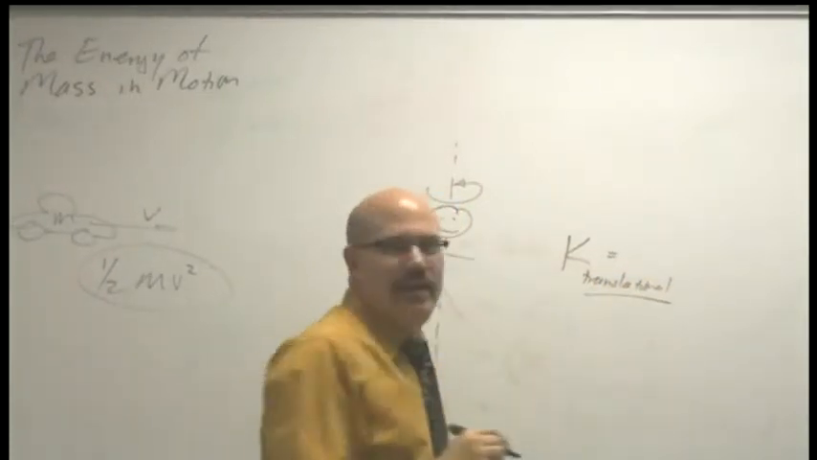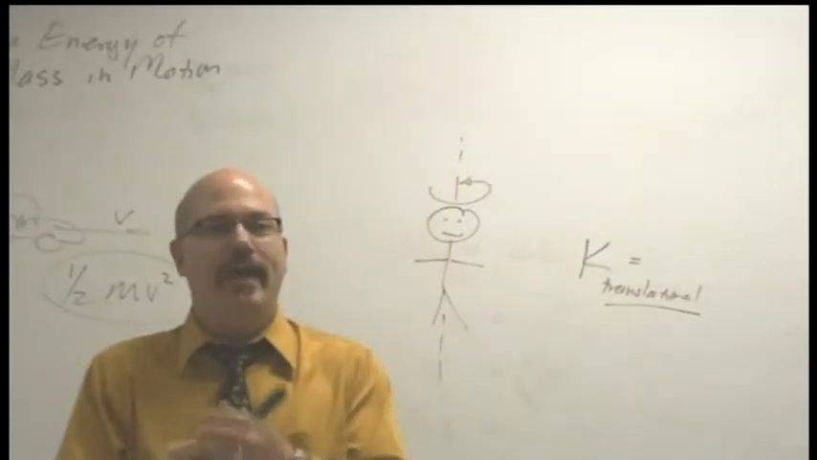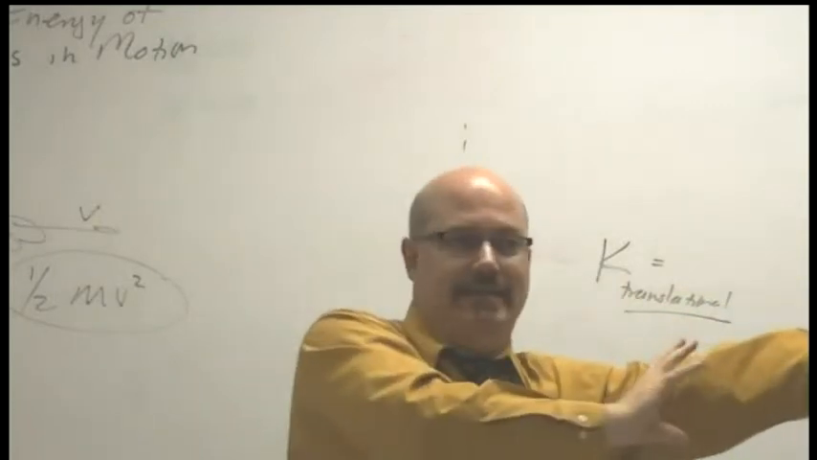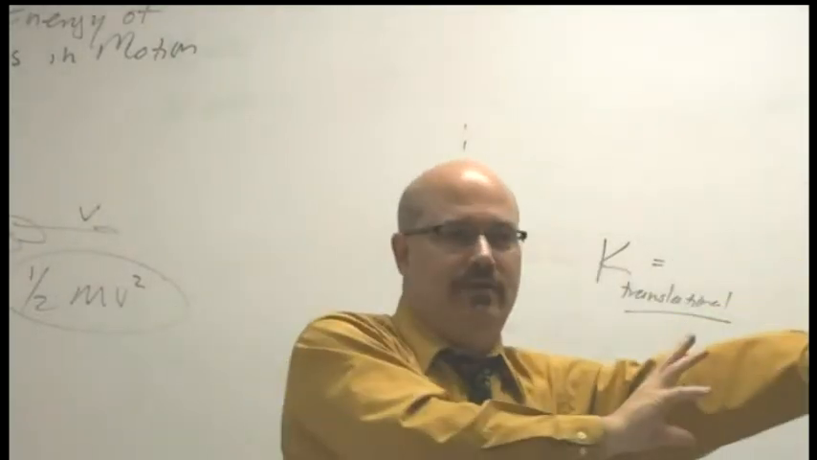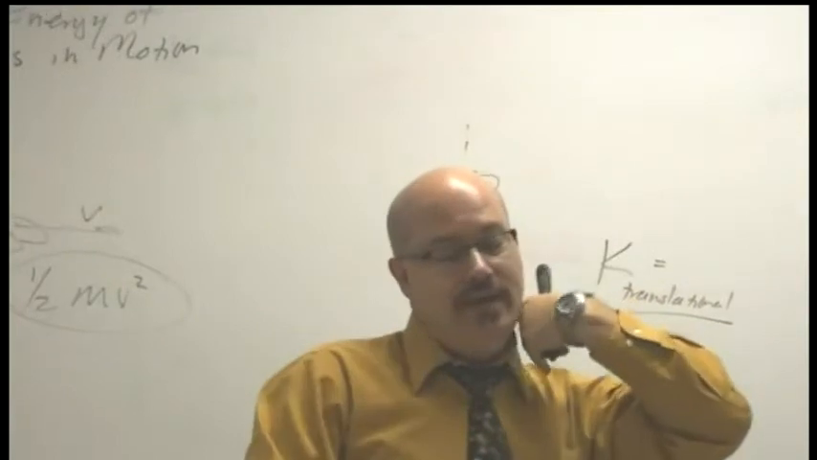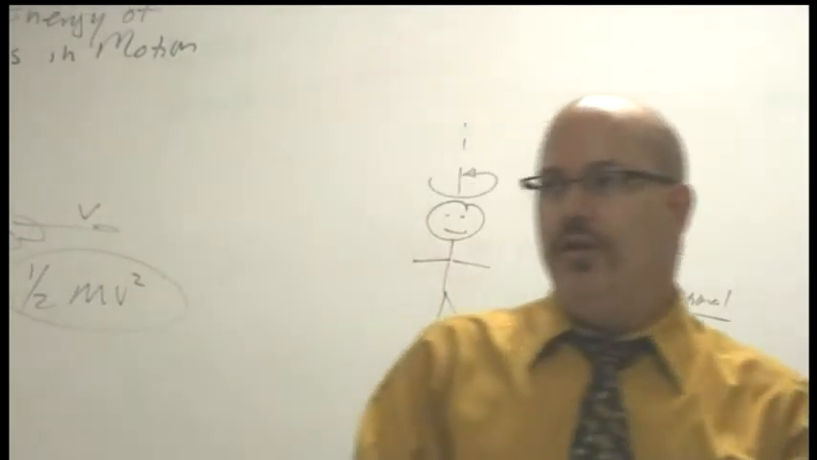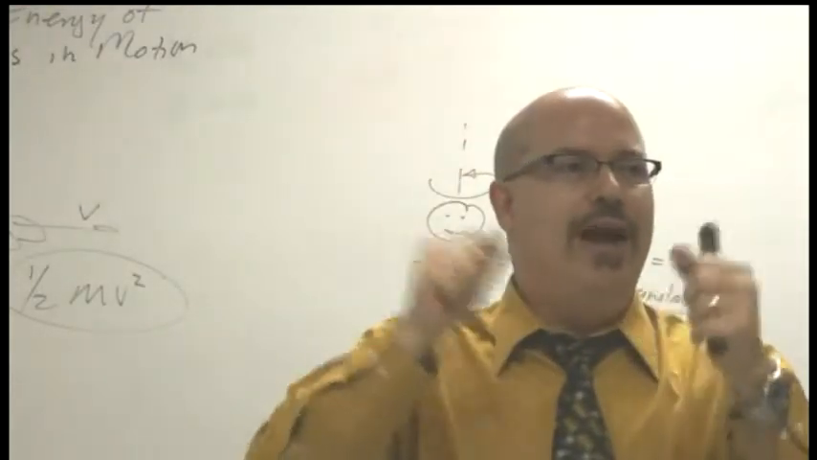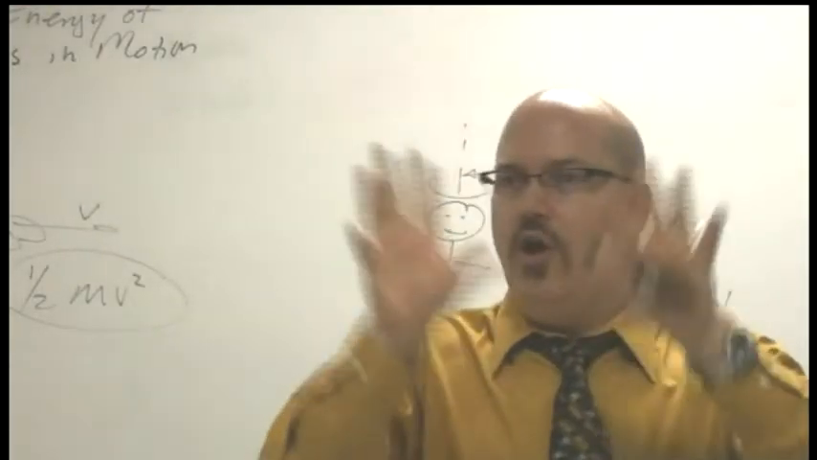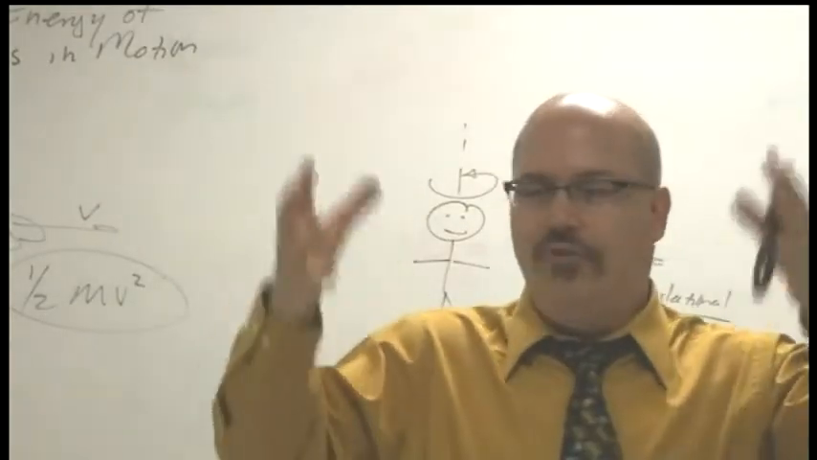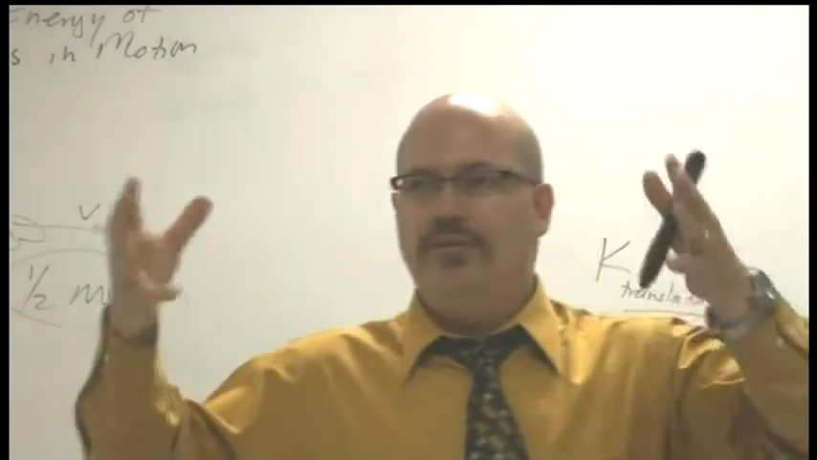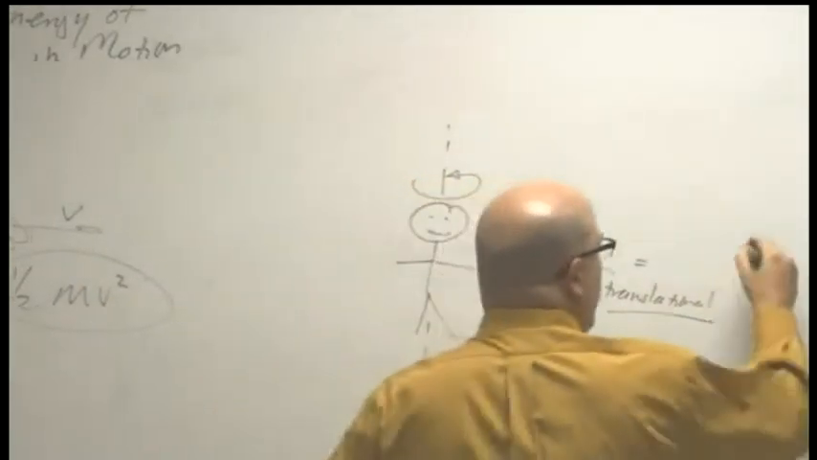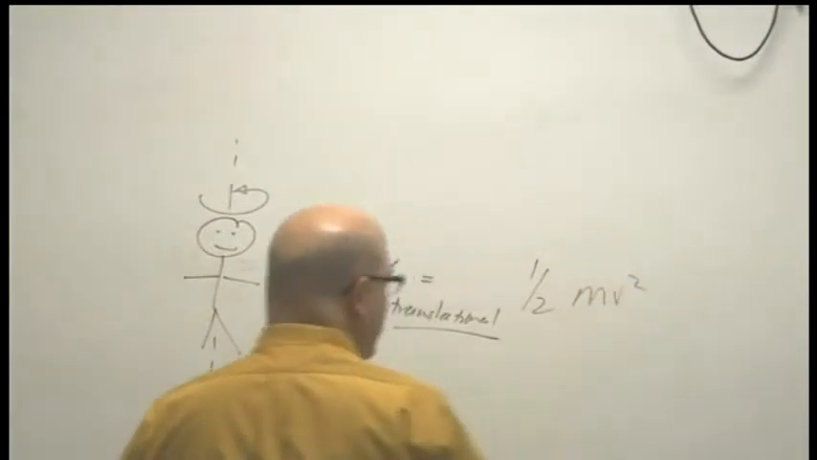Translational kinetic energy means that all the atoms of the object move from one place to another in unison. That's different from thermal energy, which is molecules or atoms in motion but not in unison. They're all randomly moving, and the object as a whole sits still. In translation, all the atoms move together from one place to another. That's 1/2 mv squared.